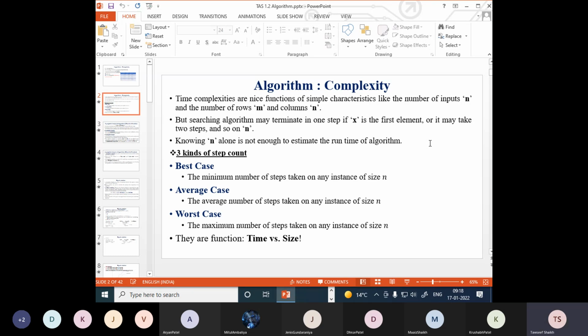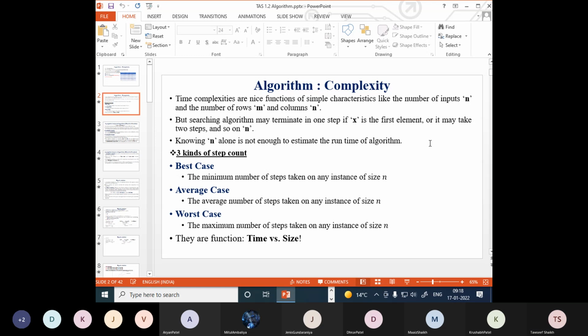So the complexity at that very time will be n. I will not use any big O or omega right now. It will be n because we have to travel each and every element of that array from 0 to n. And the final element is what we are searching for.